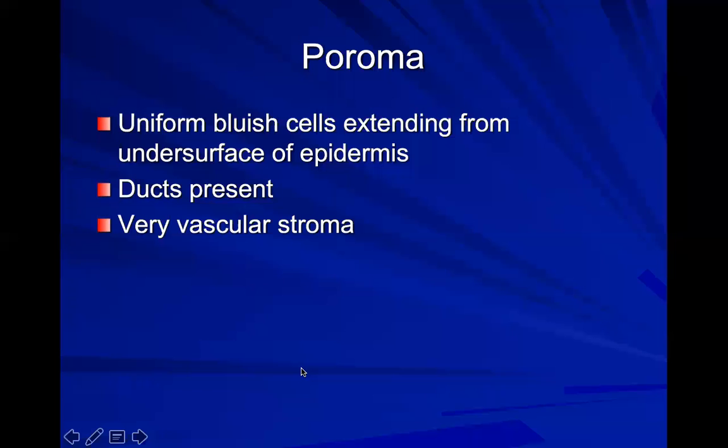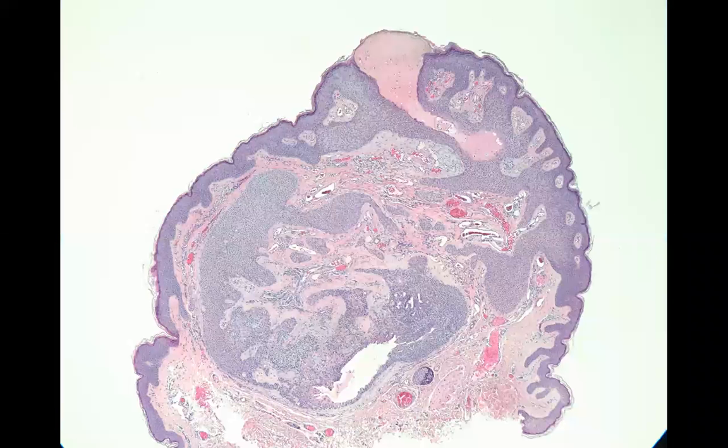All right, moving on. So now we're at poroma. Poroma is eccrine, and eccrine cells are very uniform. So you'll see ducts, and you'll see this very uniform proliferation of round cells, and it has a very vascular stroma. So here's our epidermis, right? And you can see where the cutoff is to this very uniform proliferation of round cells.